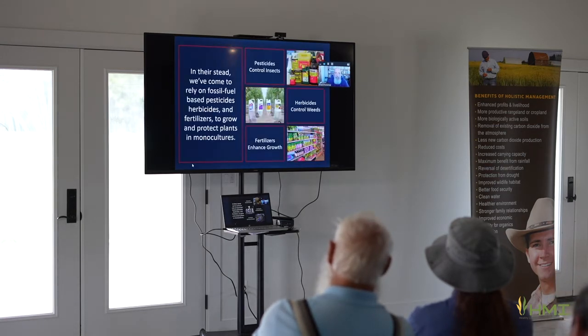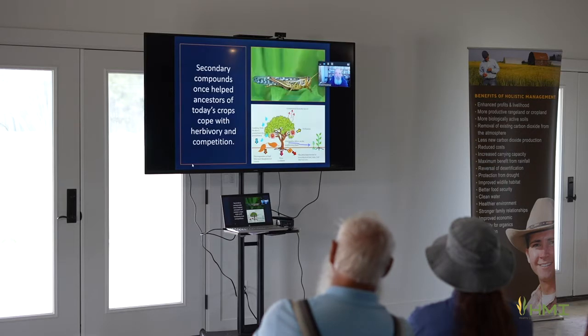In their stead, then, we've come to rely on pesticides, herbicides, and fertilizers to make up the difference in what we did with reducing the concentrations of these compounds. Let me just say a word about each of those. These secondary compounds once helped ancestors of today's crops cope with both herbivory from insects and larger animals and competition. This whole area of allelopathy, as it's called, that's how plants reduce competition from other plants.